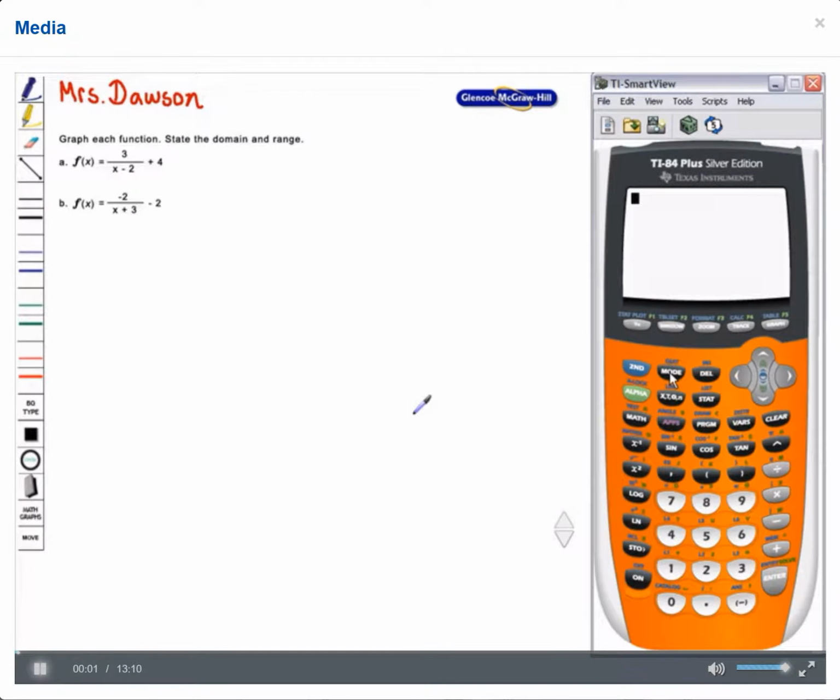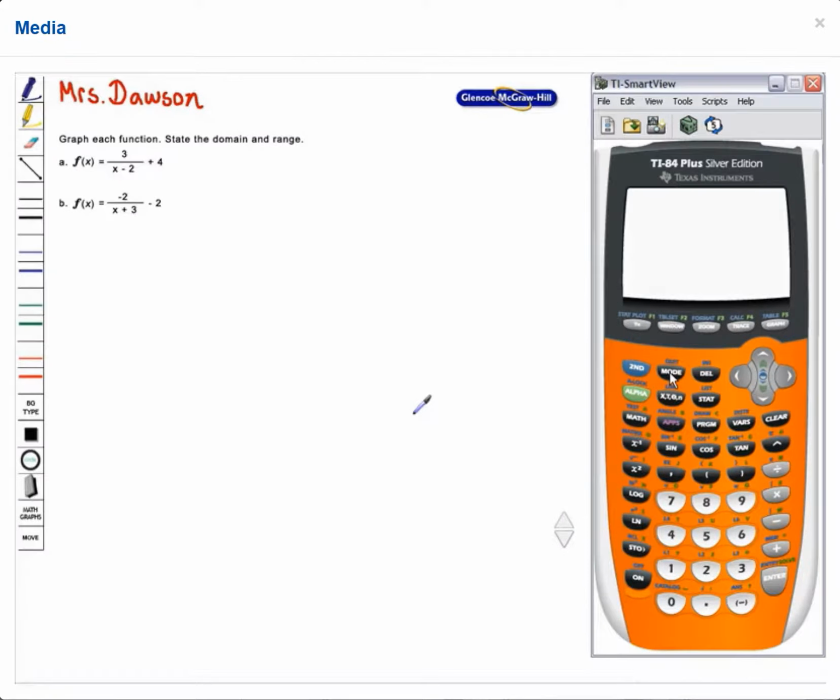This is Mrs. Dawson. Graph each function. State the domain and range. A. f of x equals 3 over x minus 2 plus 4. B. f of x equals negative 2 over x plus 3 minus 2.